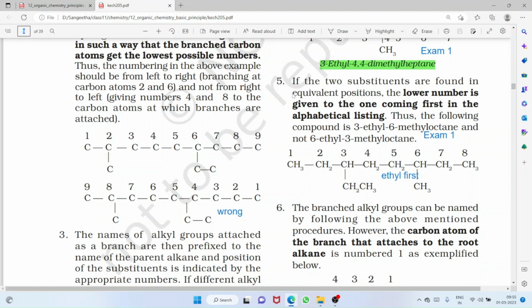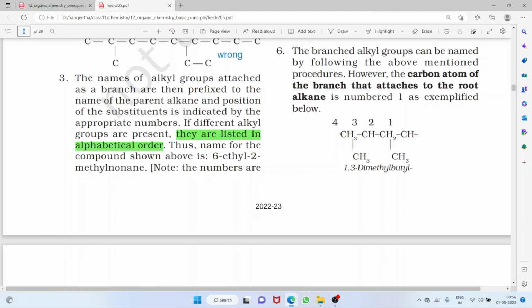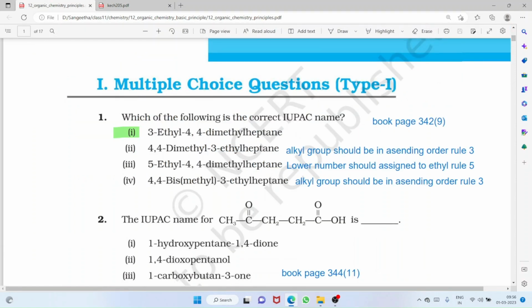Here ethyl should be given the lower number. If two substituents are found in equivalent positions, the lower number is given to the one coming first in the alphabetical order. This is one rule. And the names of the alkyl groups attached to the branch and prefixed to the parent are listed in alphabetical order. So you have to use rule number 3 here, rule number 5 here, and again rule number 3. So these three are wrong. So this is the correct answer.